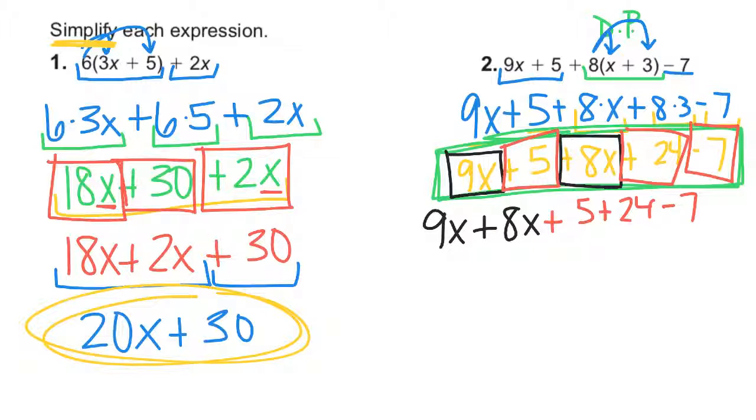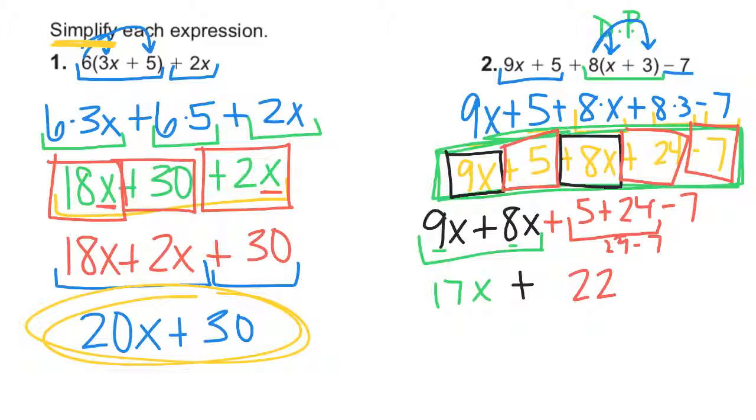Now I can go ahead and combine my like terms. 9 plus 8 is 17. Bring the x along. Then I'm going to add my 5 plus 24 first, kind of like with order of operations. I get 29, and then I subtract 7. 29 minus 7 would get me to 22. So my simplified final answer for example 2 is 17x plus 22.